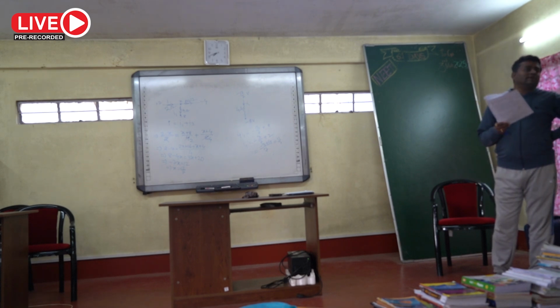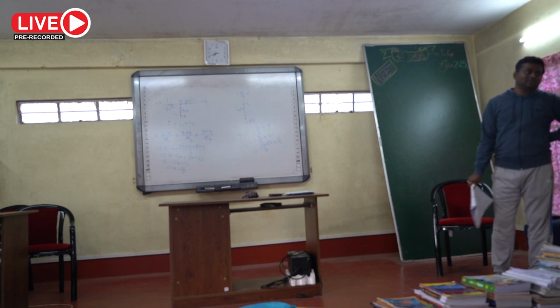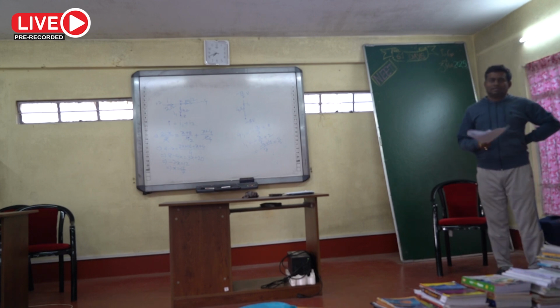See, the options are given in terms of milliampere, but that is not correct. Either it should be in ampere, otherwise the resistance should be in kilo-ohm. Then current will be in milliampere.